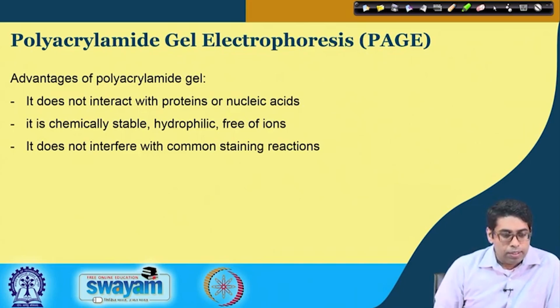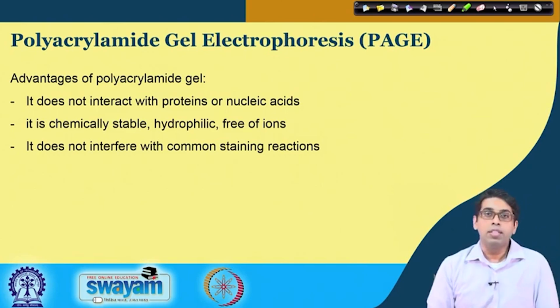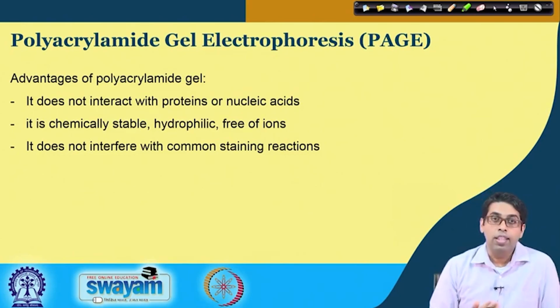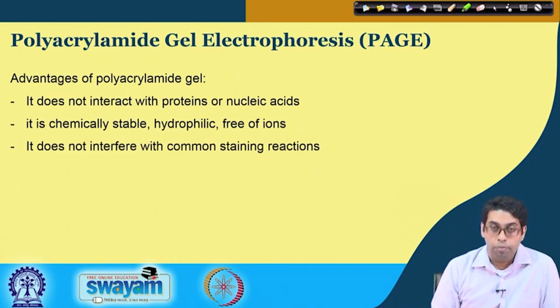Okay. So, there are certain advantages of polyacrylamide. One is that it does not interact with proteins or nucleic acids. So, there is no reaction, it is a very inert medium. It is chemically stable, hydrophilic, and also free of ions, which means that all the electrophoretic mobility that we get is because of the ions that are either supplied in the biological sample or in the buffer. This gel itself will not contribute any ion in the electric current that passes through the gel.